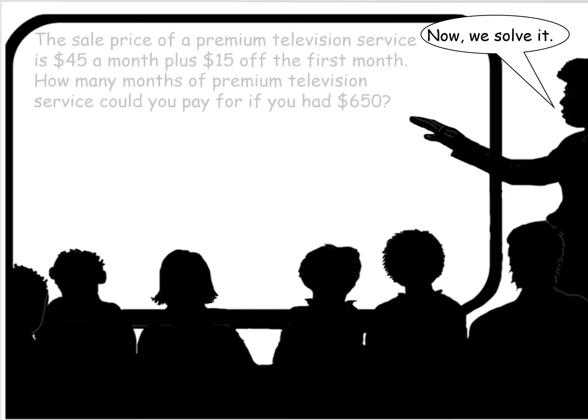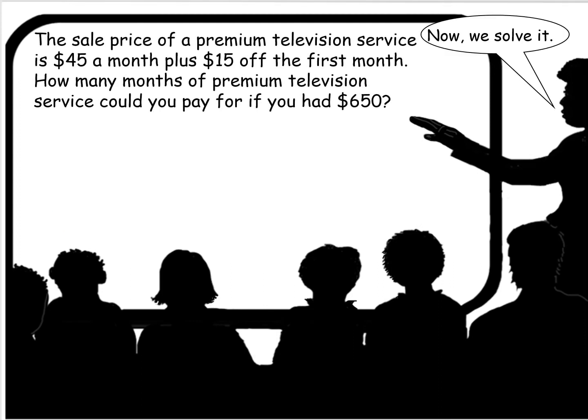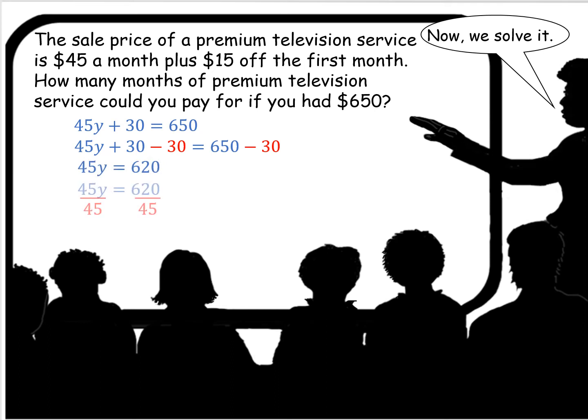Now that we have the equation, we're going to solve it. So remember, 45y plus 30 equals 650. Our intent is to isolate the variable y. So we're going to subtract 30 from both sides. Then we're going to divide both sides by 45. And we find that y equals 13.77.